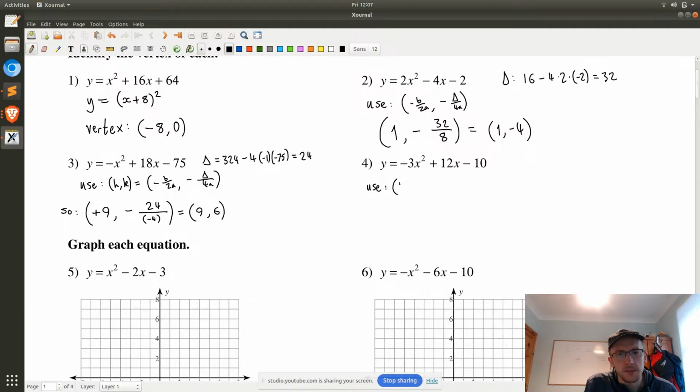Coordinates of the vertex, h comma k. In terms of coefficients, minus b over 2a, because the vertex must lie on the line of symmetry, then minus delta over 4a. Find delta, which is b squared minus 4ac. So that's 144 minus 4 times minus 3 times minus 10, it's 24.